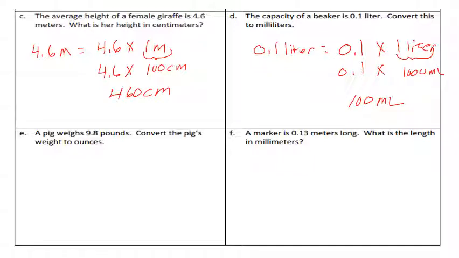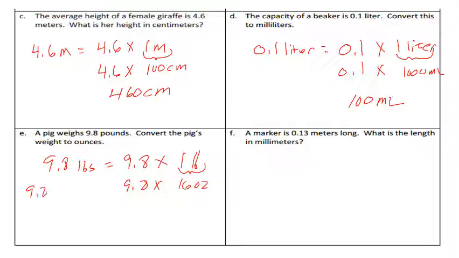On E, a pig weighs 9.8 pounds. Convert the pig's weight to ounces. 9.8 lbs, which means pounds, equals 9.8 times 1 pound. And now 1 pound equals, since we're going to ounces, 16 oz, which is ounces. So now we have 9.8 times 16.